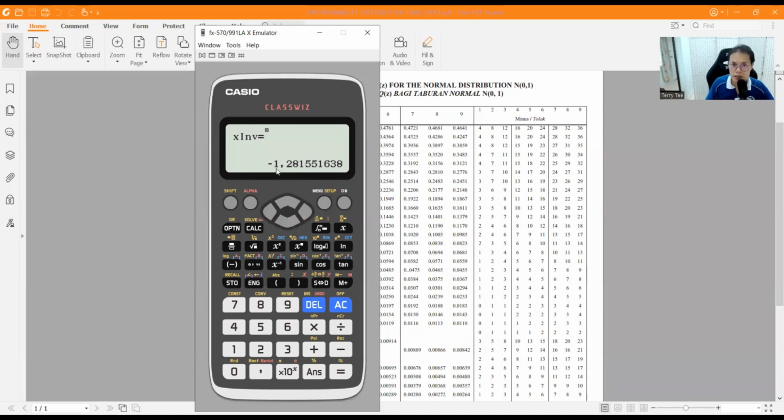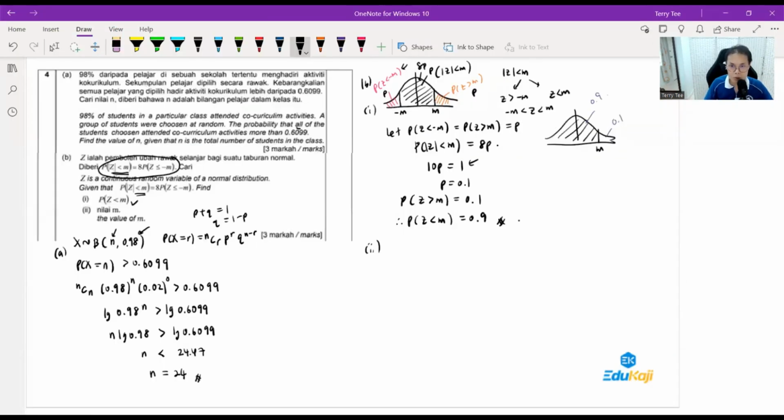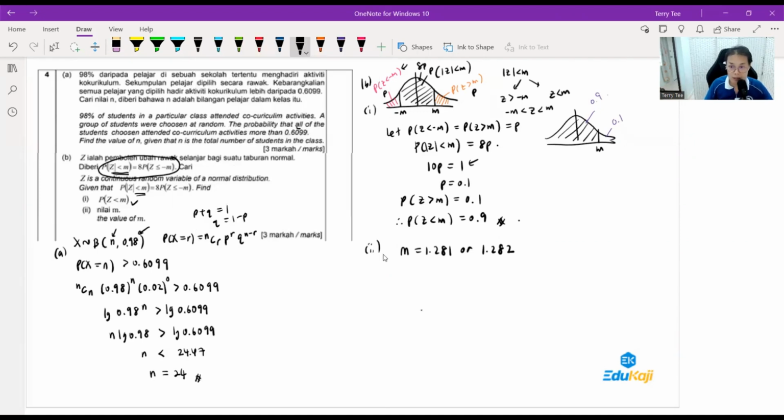But think about it, this calculator will give us a negative value, because it actually calculates measure from the lower tail, whereas when you use the table, it's based on the upper tail probability. Coming back to this question, it's okay to use the table: you can say M is 1.281, or you can say 1.282. Both are fine, but I've already shown you that if you use this calculator, you will get 1.282, which is a more accurate answer.